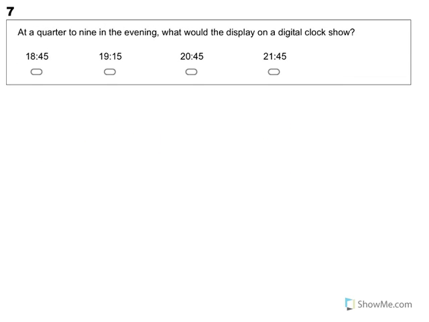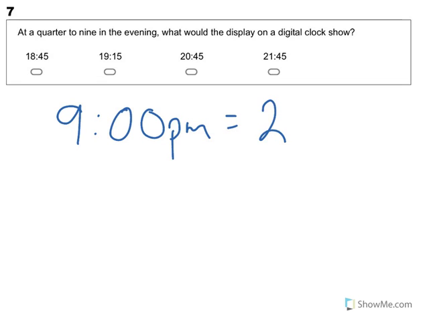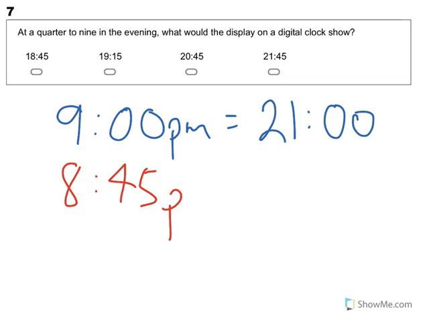Okay, question 7. It says it's 8:45, so hopefully we know that 9 o'clock in 12-hour time is equal to 21 o'clock, or 2100, in 24-hour time. So it is 9:15, so it's just before 9, so it is 8:45 p.m. That means that it must be just before 2100, so it must be 20:45.